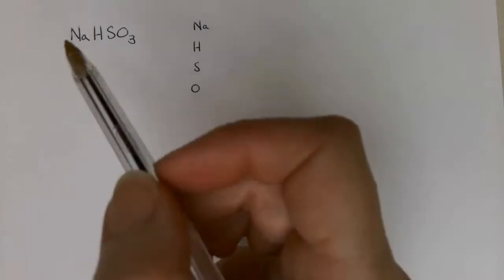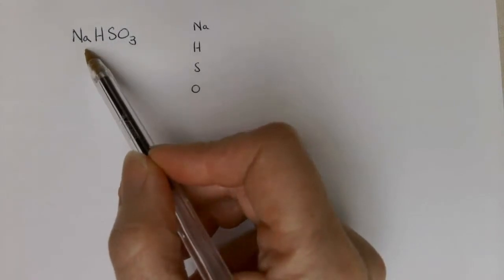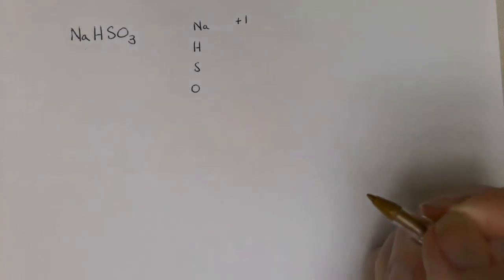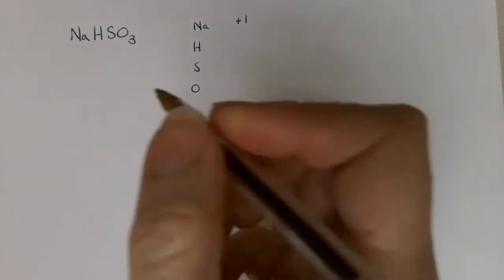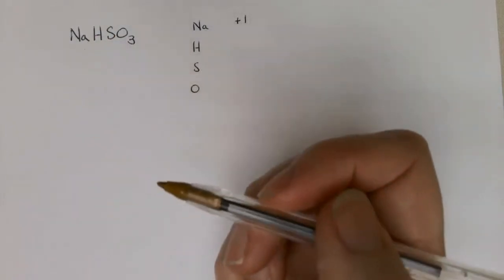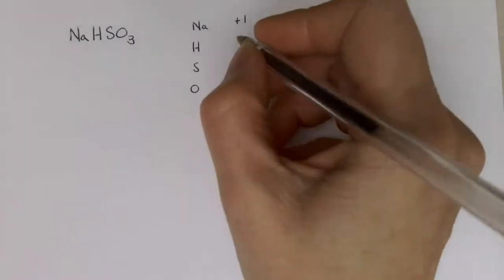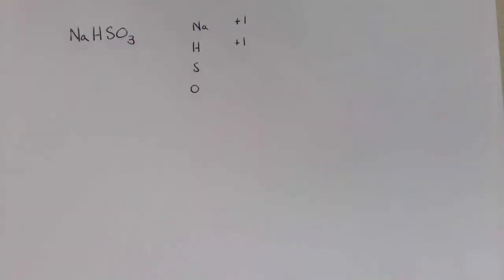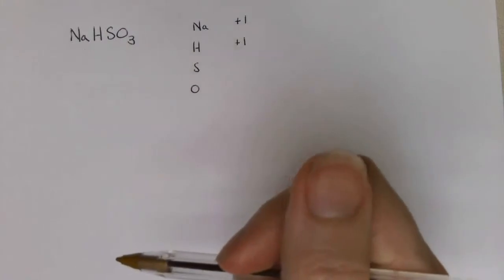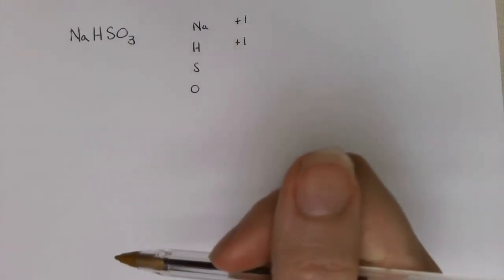NaHSO3, we do need to remember your rules from lower 6th, starting with the sodium. Sodium will always be +1 because it is a group 1 metal. So when it forms an ion, it always forms a 1+ ion. Hydrogen also always forms a 1+ ion unless it's a metal hydride, in which case it's -1. And it's not in this case, so it is also +1. Oxygen is always -2 unless it's a peroxide or if it's with fluorine.